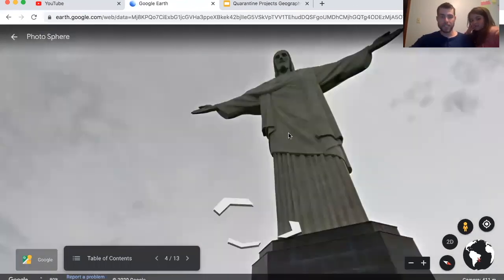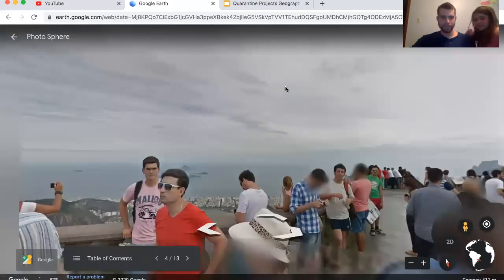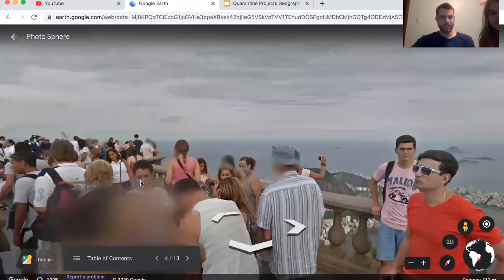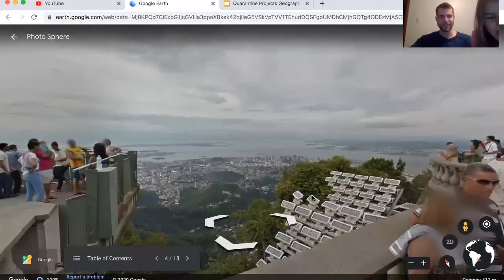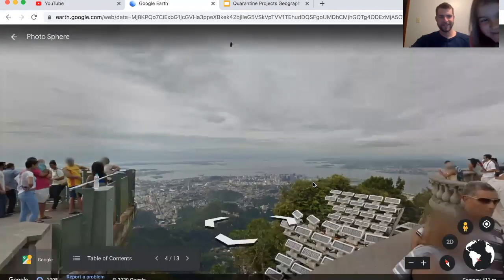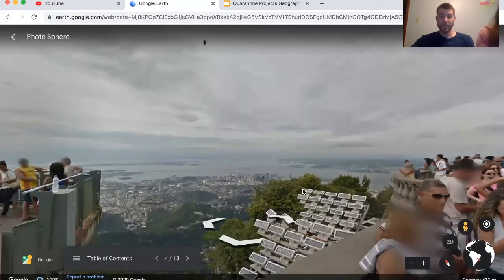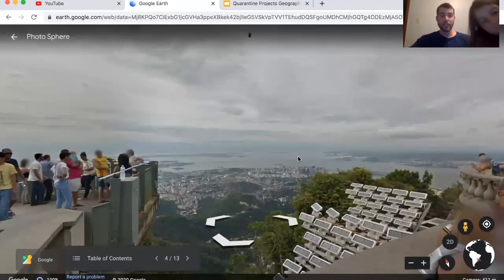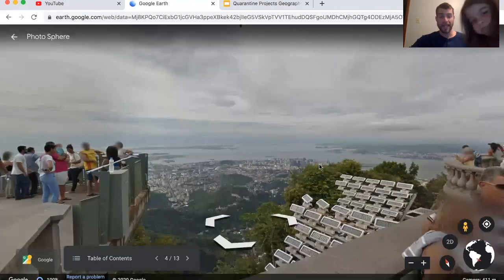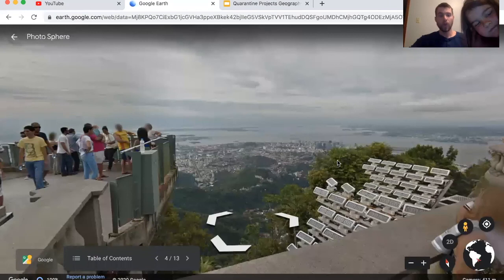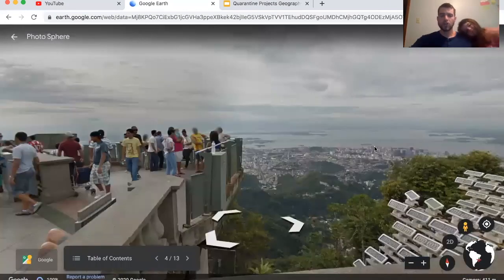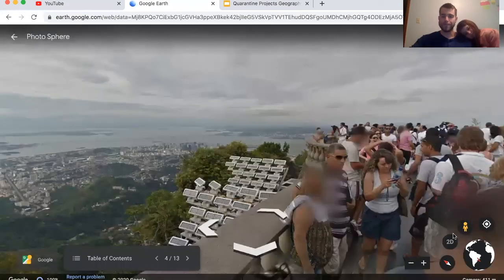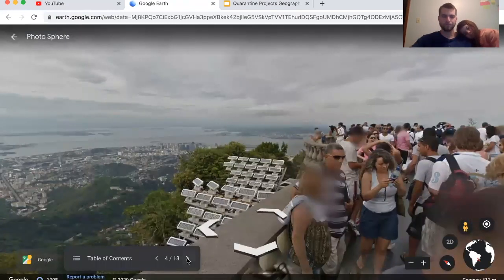Now, Jesus is overlooking the city. You can see a lot of tourists there. There's a good view. Look at that. And Brazil, which is the largest predominantly Catholic country in the world, wanted this sort of religious sculpture to watch over their city. So very cool.